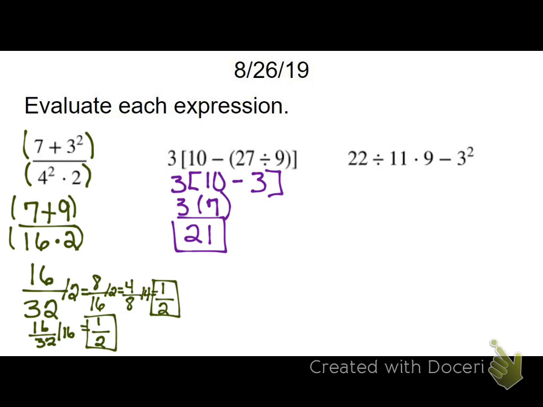And my last opener question here. 22 divided by 11 times 9 minus 3 squared. Ben, can you tell me where to start? I call it carrot top too. Okay, what's carrot top 2? What does that mean? It's a small two behind the three. Okay, so that's going to be 3 squared, which equals? 9. Nice.